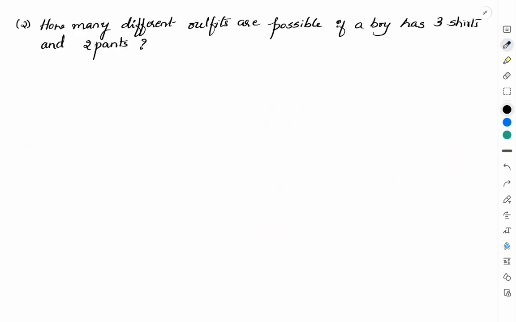The next question: how many different outfits are possible if a boy has 3 shirts and 2 pants? So the boy is having 3 shirts, means he can wear the 3 shirts in 3 different ways, and he has 2 pants which he can wear in 2 different ways. So we have 3 into 2 is 6 different outfits that he can form from his 3 shirts and 2 pants.